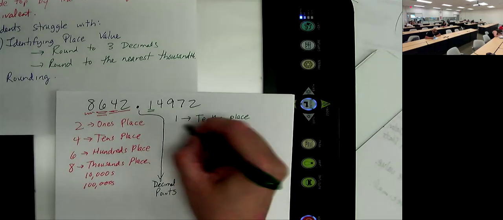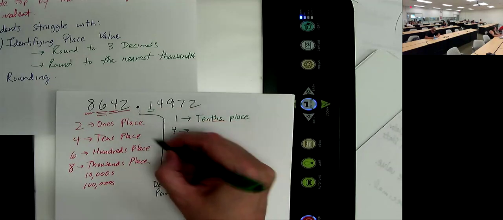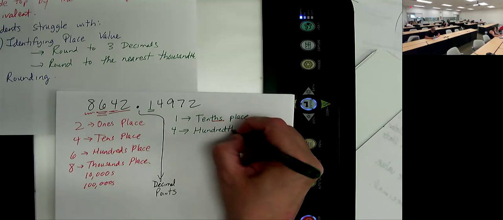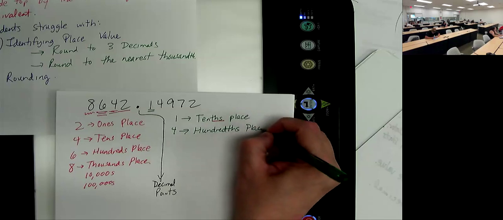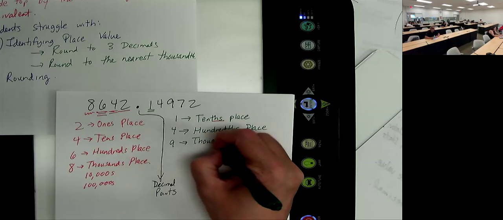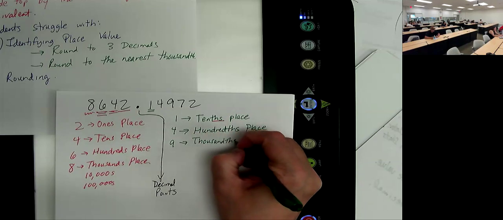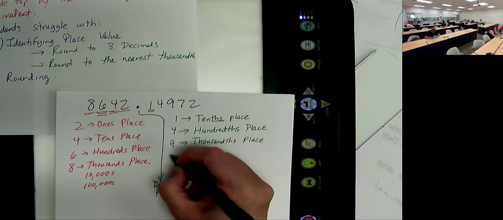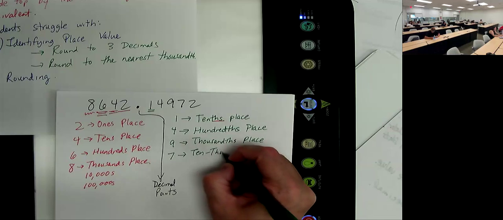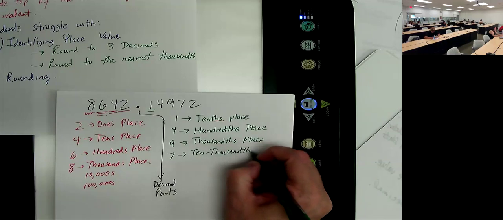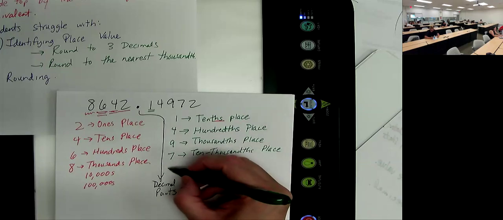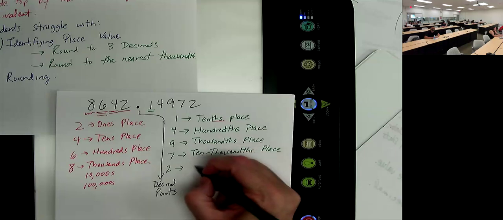The 4 here is in the next one down, the hundreds, and we add "ths" at the end, so it's in the hundredths place. The 9 is in the thousandths place. The 7 is in the ten-thousandths place. And the 2 is in the hundred-thousandths place.